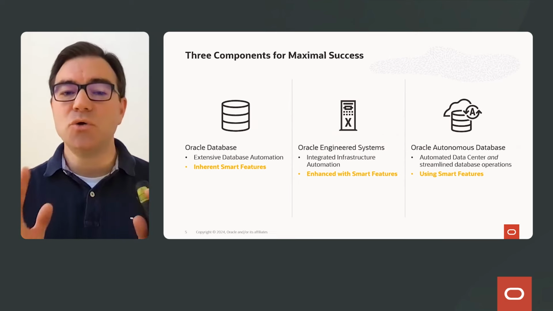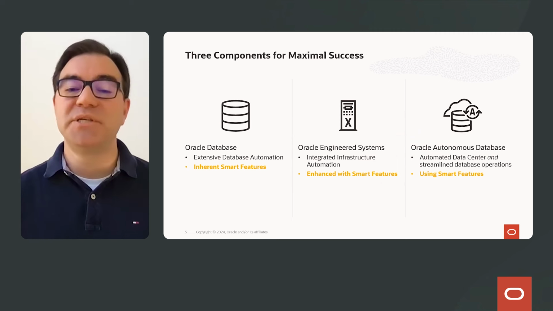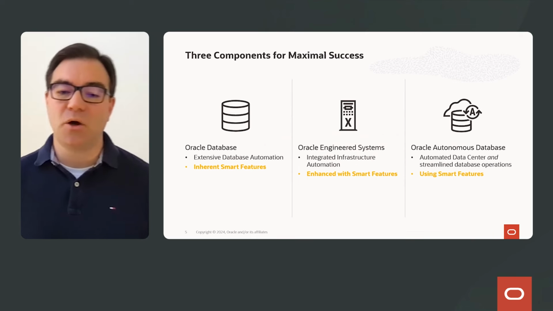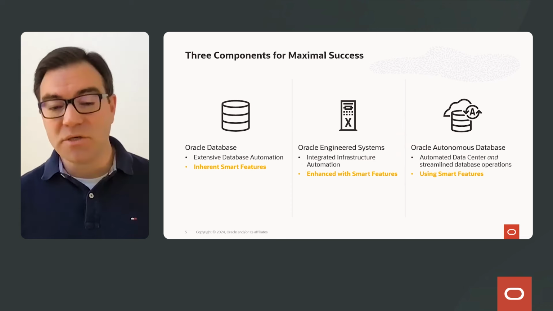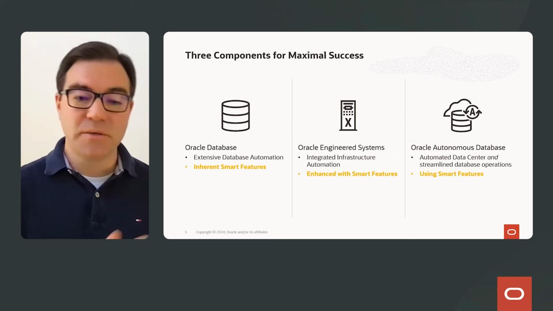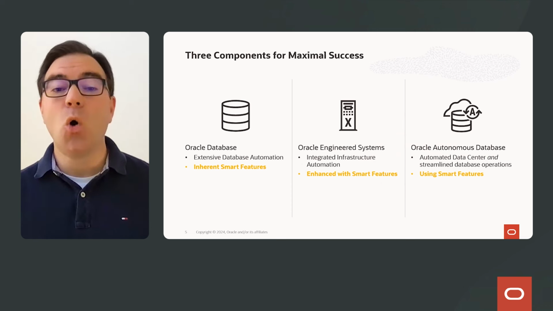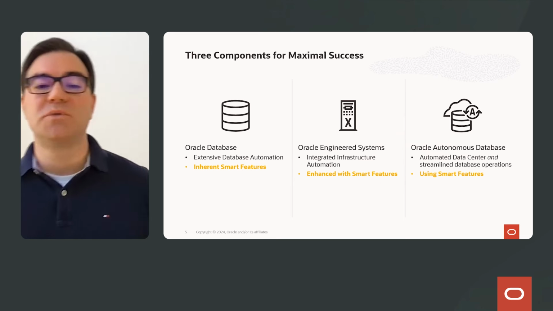And already using those 2 components alone will give you a great amount of business continuity, which is why the third component, the autonomous Oracle Database, is a little optional in that regard, but it does provide automated data center and streamlined database operations in the Oracle Cloud. And it uses additional smart features, either smart features provided by the 2 components which I already mentioned, or the Oracle Cloud itself. Because smart features can come in all forms and shapes.